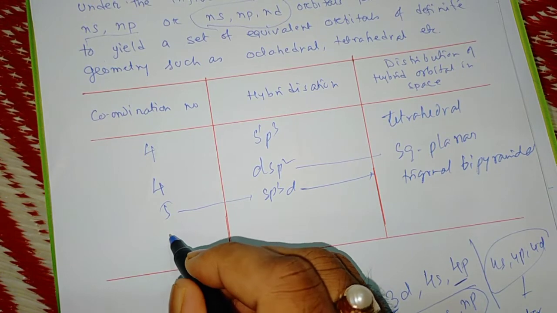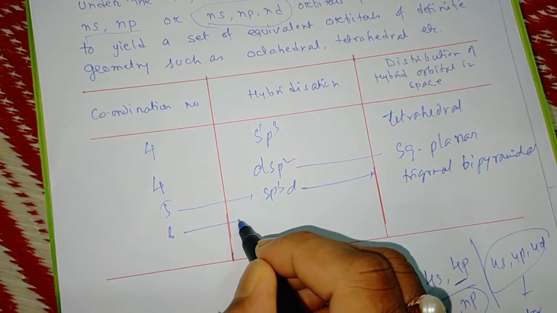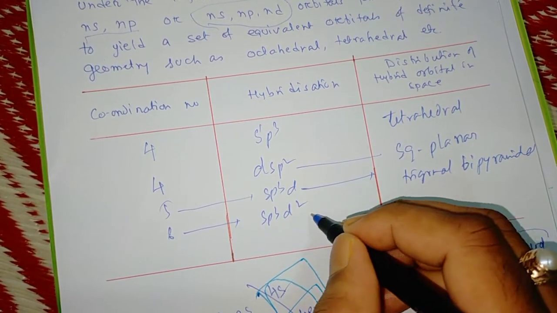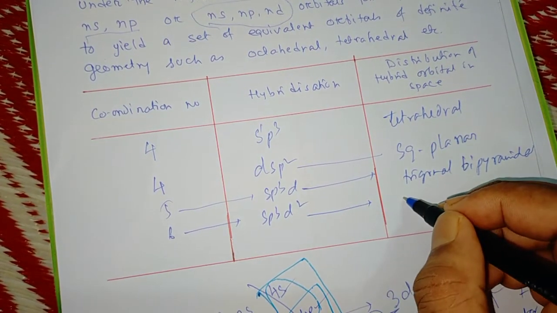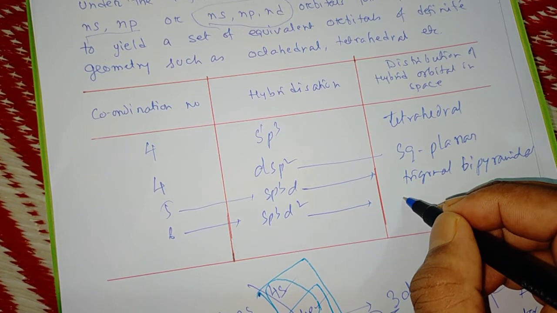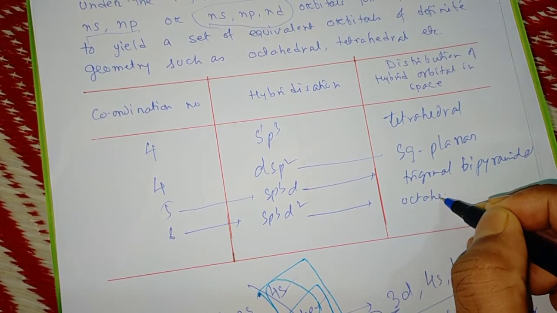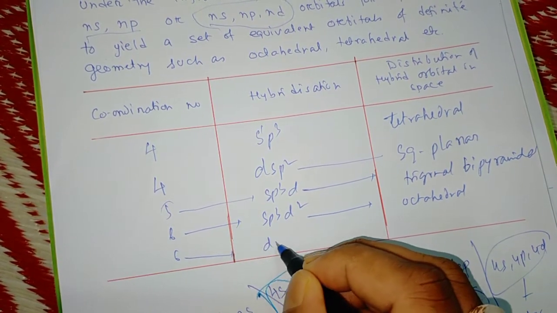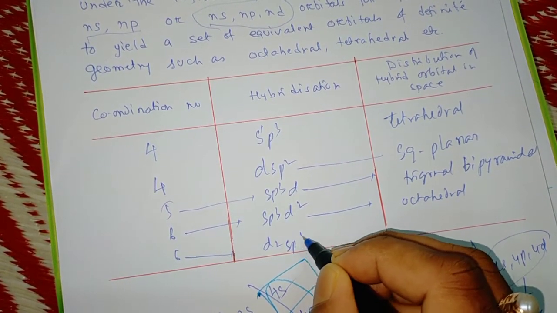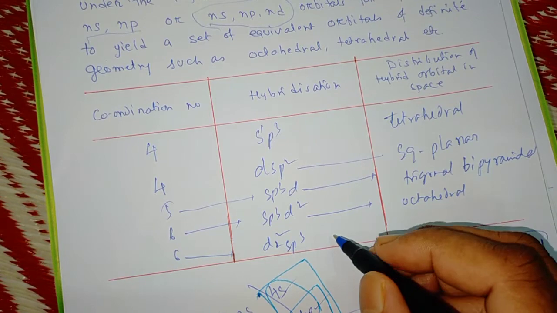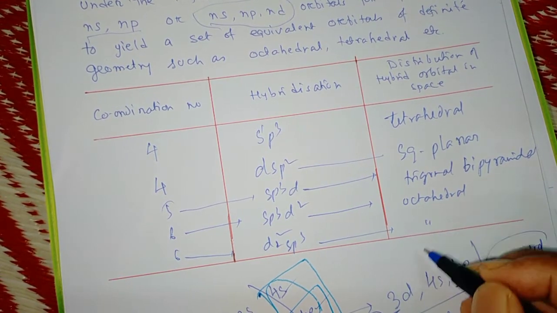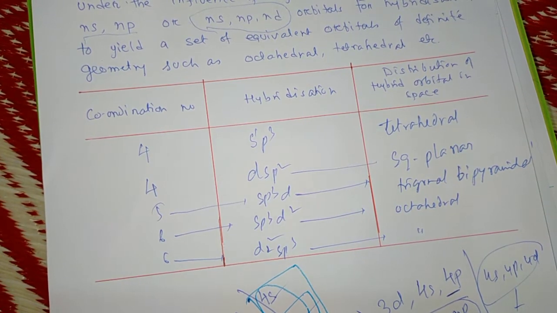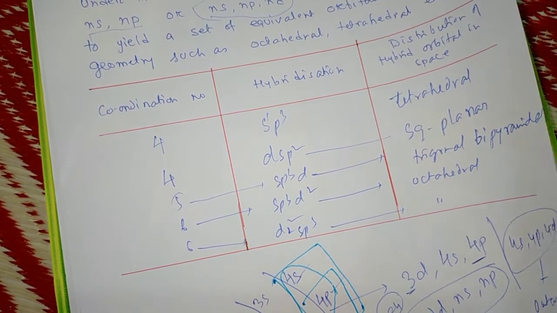Sometimes it becomes 6, sp3d2, so this one becomes octahedral. Sometimes for 6 it becomes d2sp3, so this one also becomes octahedral. Now we'll read about the treatment of the ligand and all these things in the next page.